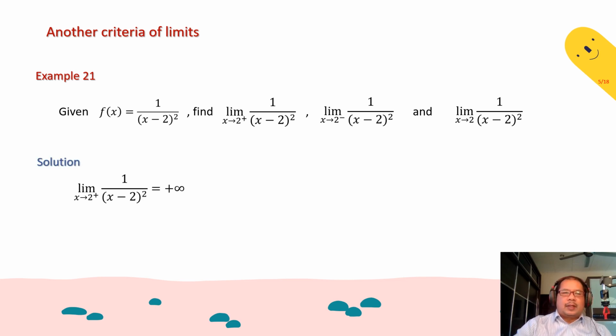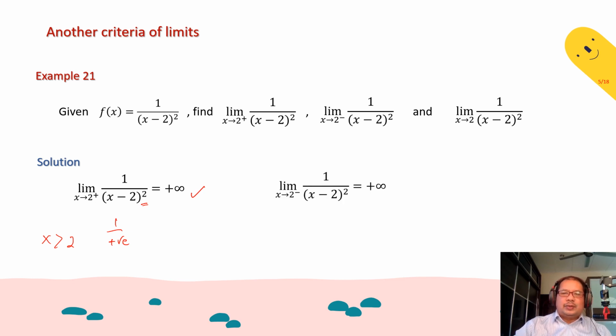Solution. Limit as x approaches 2 from the right. That means the value for x is greater than 2. Greater than 2, minus 2, you get a positive value, but you power it with 2, so you still get a positive. That means here is a positive over positive value, and then you power again with 2, you get a positive. That means the answer is positive infinity.